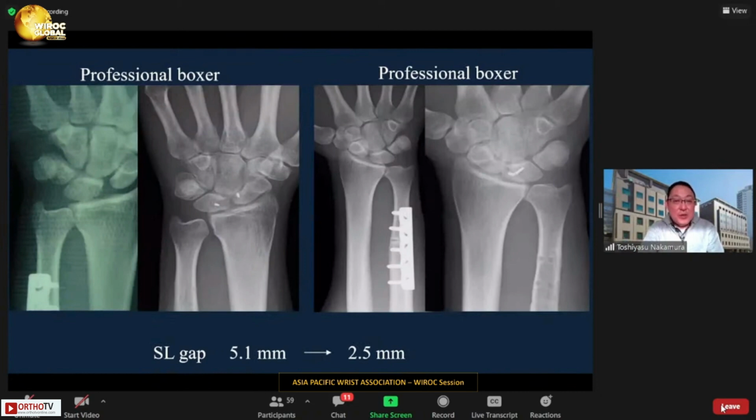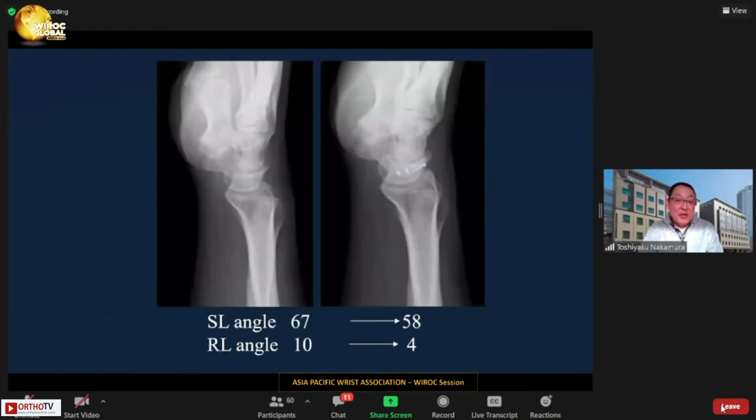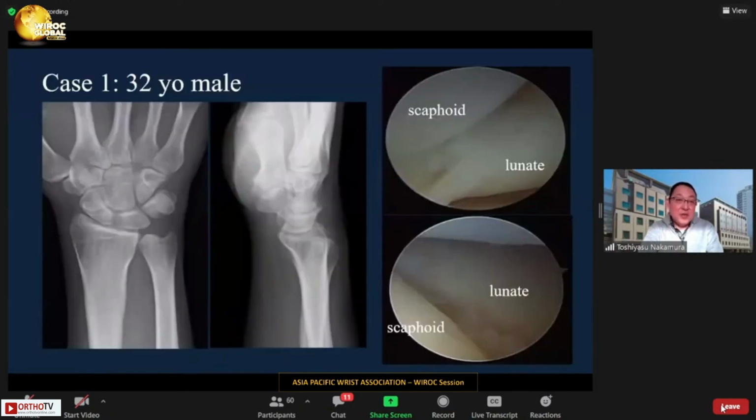Those 2 patients had a TFCC injury, so I did shorten the ulna as well. The SL gap was reduced from 5.1 millimeters to 2.5 millimeters. Then the RL angle was reduced from 10 to 4. So DISI can also be corrected.